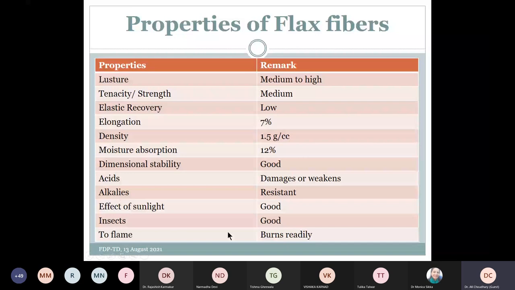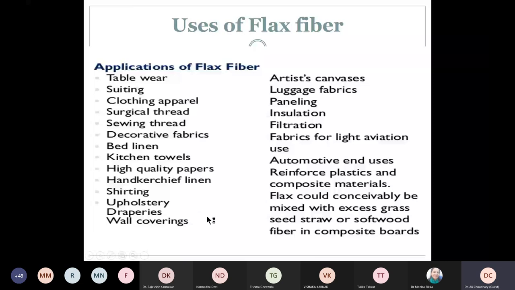So these are some applications of flax fibers: table wear, sheeting, clothing apparel, surgical thread, sewing threads, decorative fabrics, bed linen, kitchen towels, high quality papers. Here you can see more applications: artistic canvas, luggage fabrics, paneling, insulation, filtration, especially liquid filtration, fabrics for light aviation usage, and automotives, meaning automobiles, and reinforced plastic composites, as a reinforcing material.